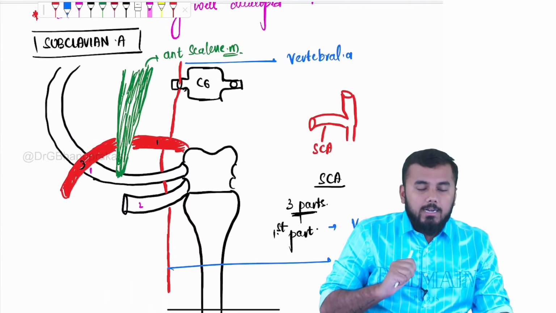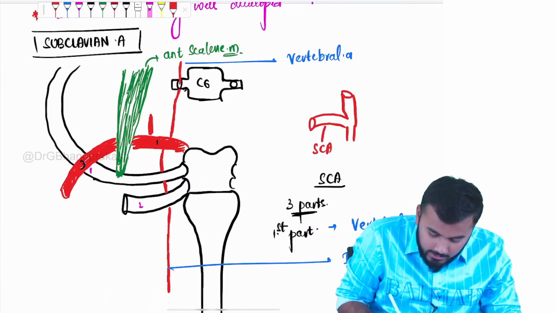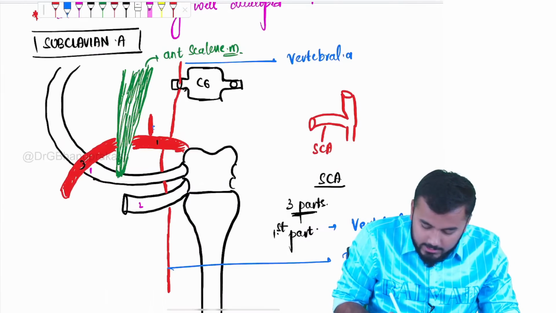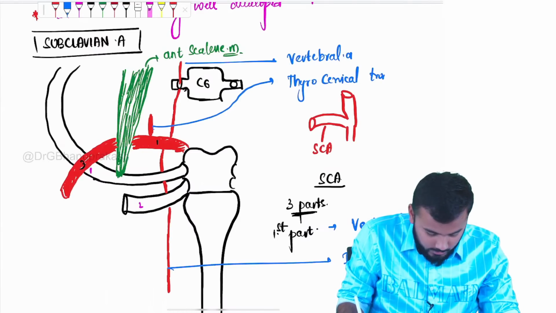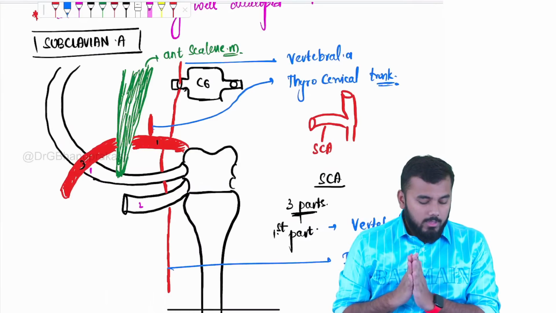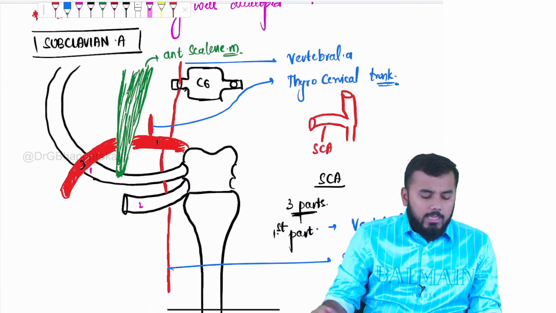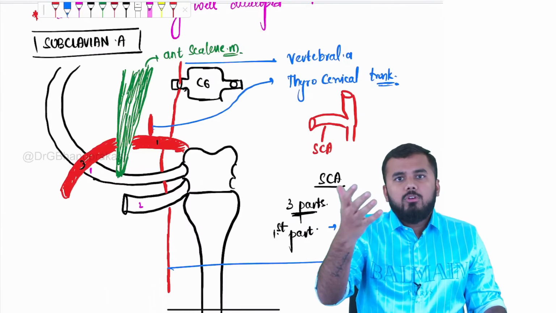Now what is the third artery? Look here, this is the third artery. The name of this third artery is thyrocervical trunk. Excellent. What do I mean by thyrocervical trunk? It means it supplies two things: the thyroid region and the cervical region. That is why it is called the thyrocervical trunk.